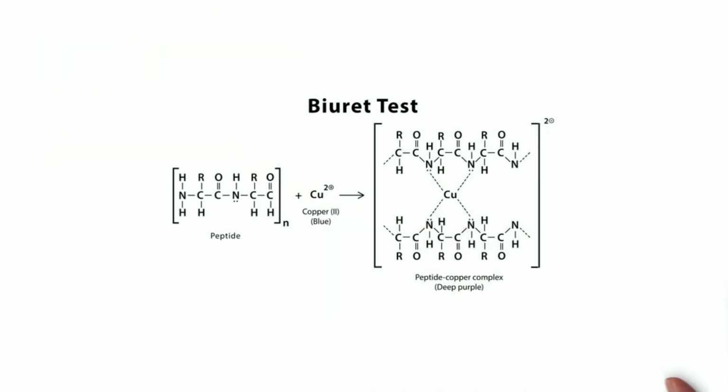Alkaline CuSO4 reacts with compounds containing 2 or more peptide bonds to give a violet-colored product, which is due to the formation of a coordination complex of cupric ions with unshared electron pairs of peptide nitrogen and oxygen of water.